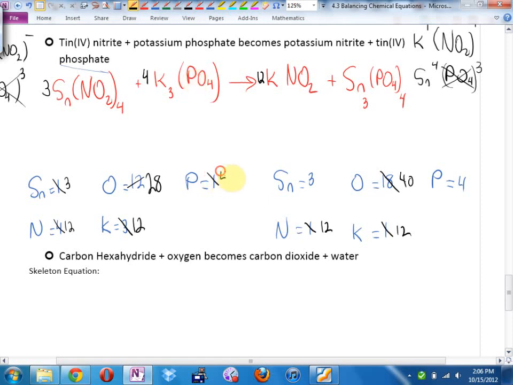Also 4? Woohoo! How many oxygens do I have on the left-hand side grand total now? Well, now I've got 24 and 16. See it? 40. Holy smokes! Am I balanced? How many tins? 3 and 3. How many oxygens? 40 and 40. How many phosphoruses? 4 and 4. In fact, phosphorus took care of itself, and so did oxygen. How many nitrogens? 12 and 12. How many potassiums? 12 and 12.